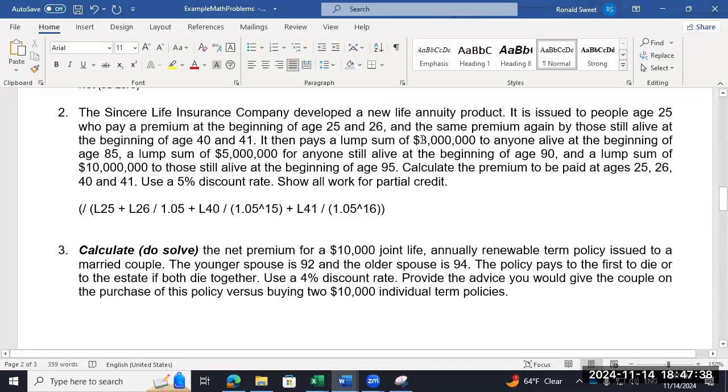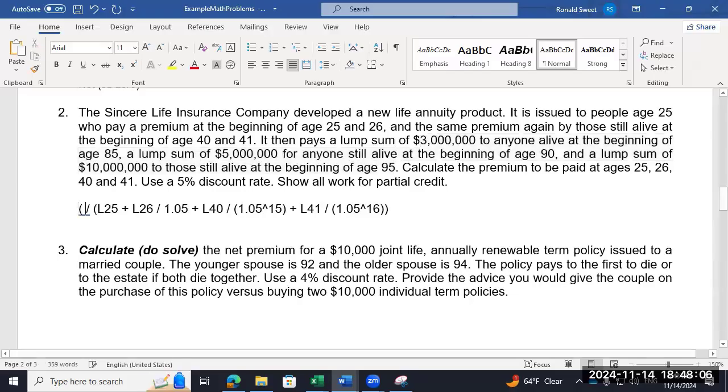Say it pays 3 million to anyone alive at 85. Is that at the beginning of the year or end of the year? Livers are always what? Beginning of the year. So you're going to subtract and add 1 or subtract? Just subtract, no adding 1. Lump sum of 5 million, those at age 90. Lump sum of 10 million, those at age 95. This looks really similar to what we've done before.